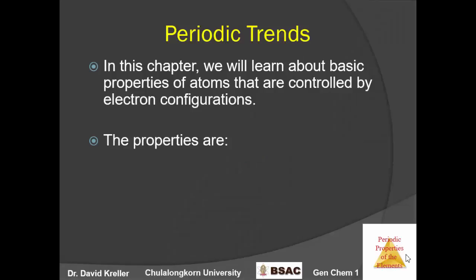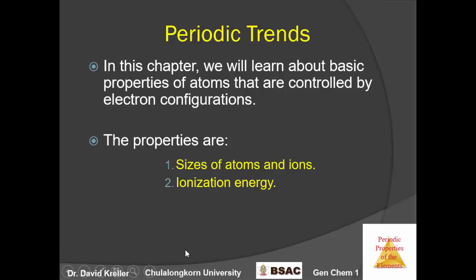Okay, we'll get started on this interesting content. There are some properties of atoms that are controlled by electron configurations. Those properties are sizes of atoms, ionization energy, and electron affinity. So we'll discuss what those properties are and illustrate the fact that there are periodic trends in these properties.